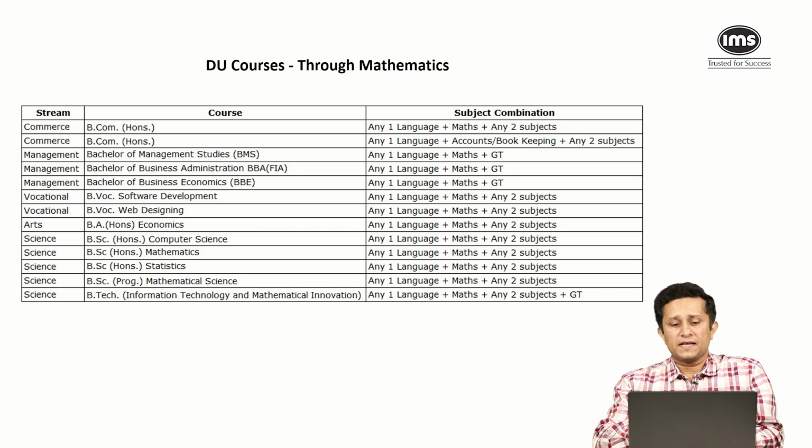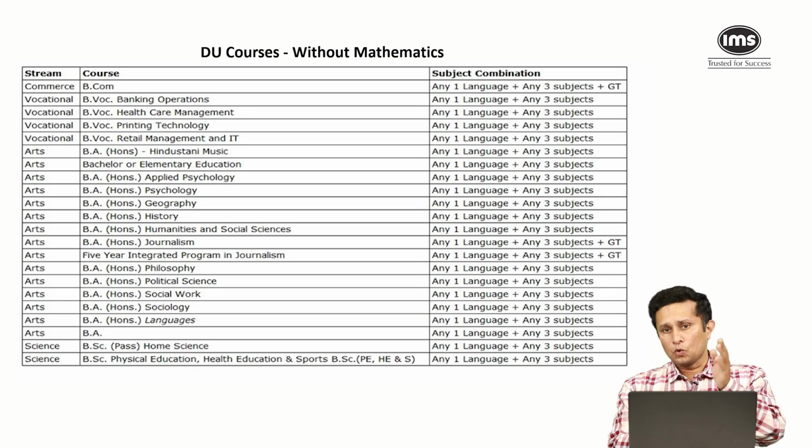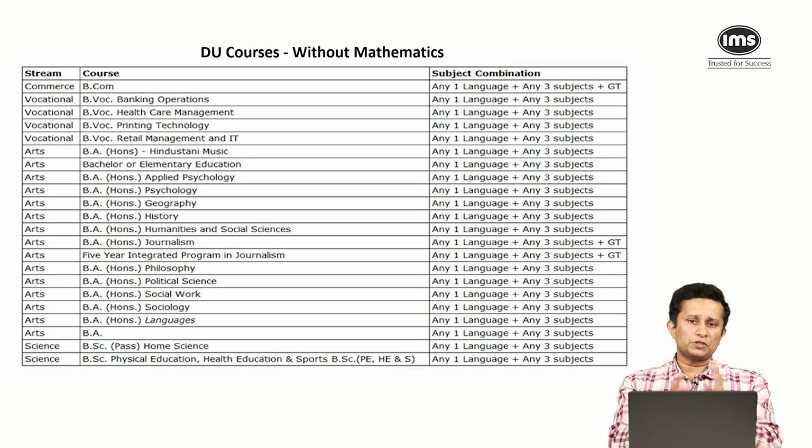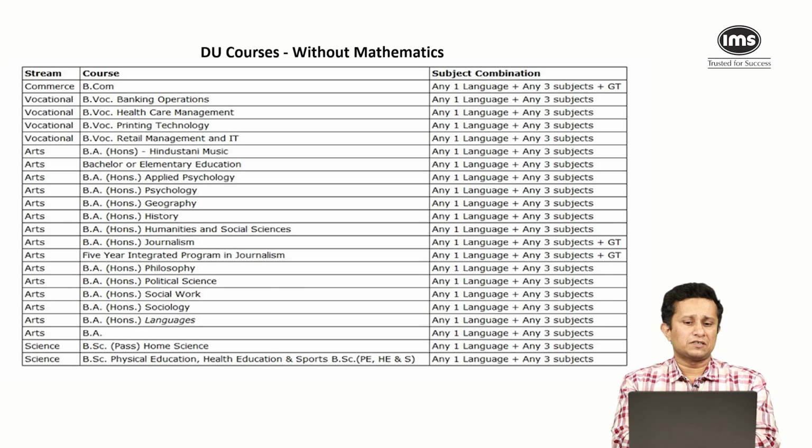What if you had not taken maths? Then what are the courses available? A lot more courses, mainly all on the science side, on the art side here. You can take the BCom course, which is not the honors course, it's just BCom. But here you will have to take one language, three subjects. So here it could be accounts, eco and business studies, plus the general test, which is mandatory. For most of the other combinations, most of the arts courses here, it's just language plus three subjects. So your standard commerce combination will work, except for journalism, where you will again need the general test.